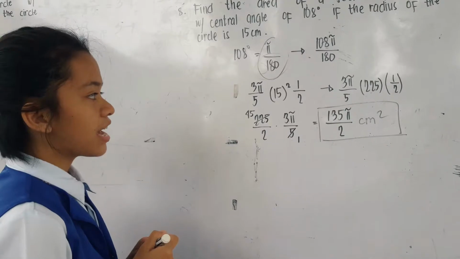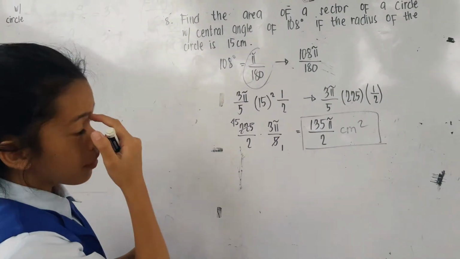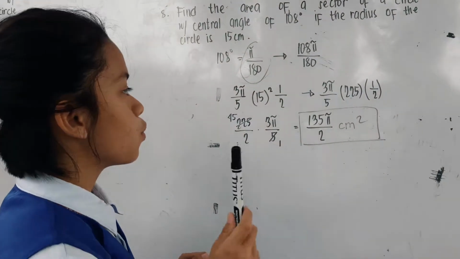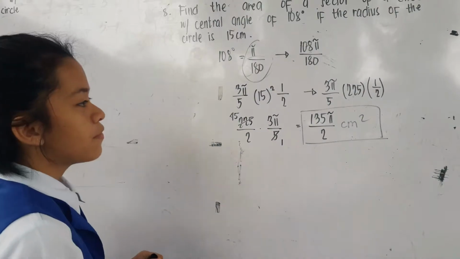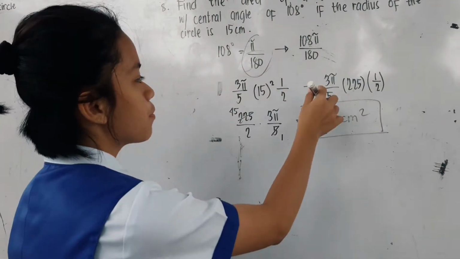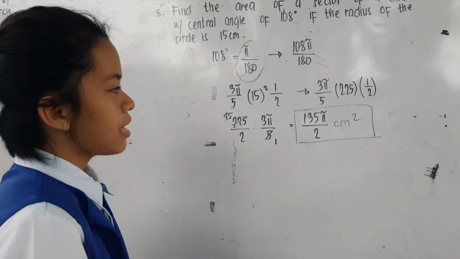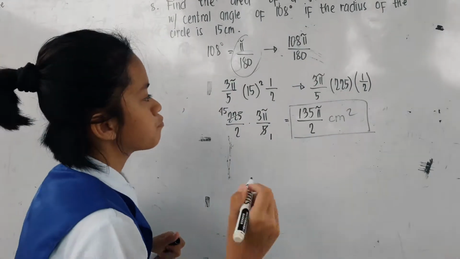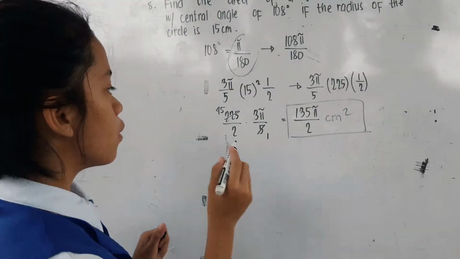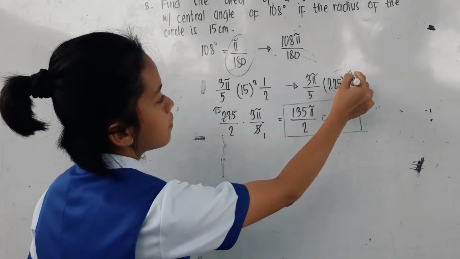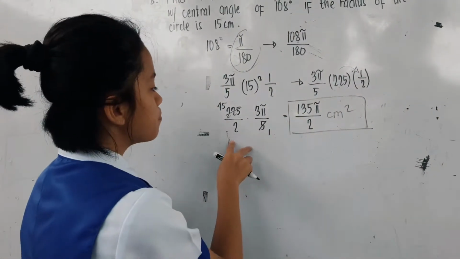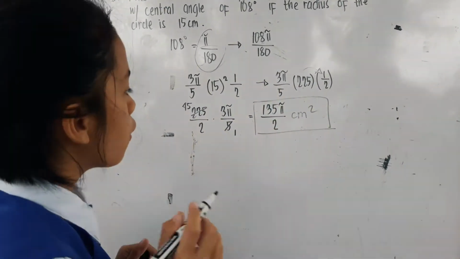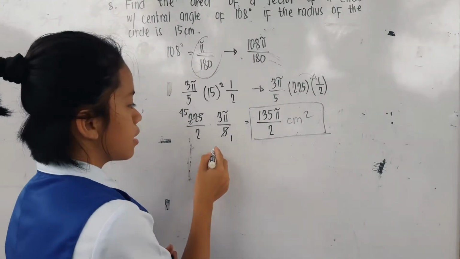3 pi over 5 times the radius of the circle, 15 squared, and multiply it by 1/2, which we can find and result to 3 pi over 5 times 225, and multiply it by 1/2, and 225 over 2, which we can find in this. Then 225 over 2 times 3 pi over 5.